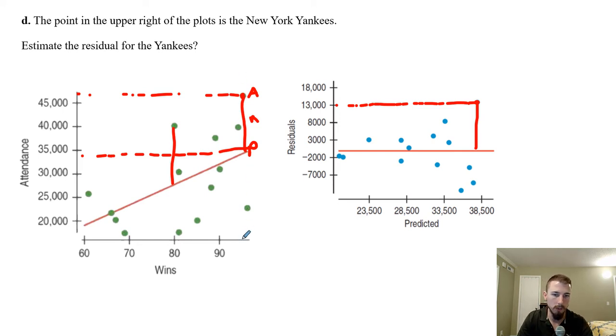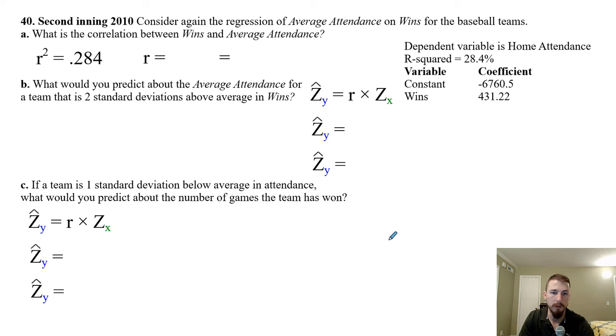They did have one of the highest winning seasons or highest winning records. There was only one team that was above them, and that team, which is kind of odd, had a negative residual, which means the actual was far less than the predicted from the model. So they had a negative residual, which is kind of interesting. That definitely does not help our data out. Okay, so the estimate for the residual for the Yankees is going to be a positive 13,000, or it's just an estimate, but close to that.